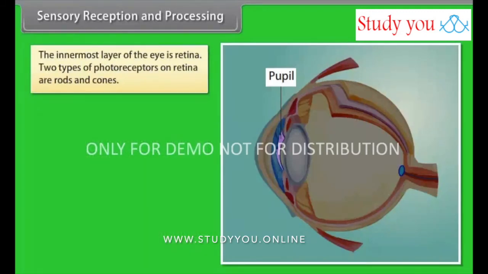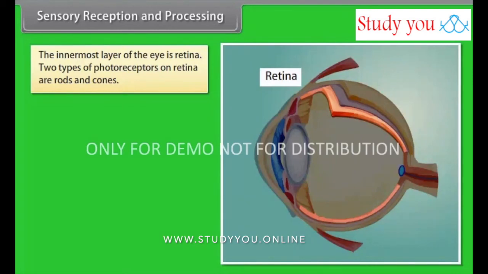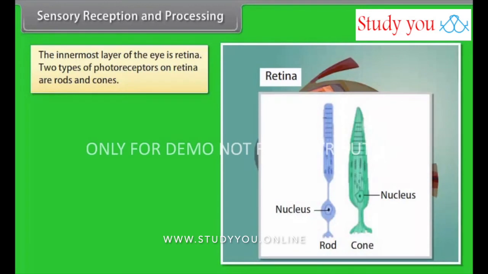The innermost layer of the eye is the retina. Two types of photoreceptors on the retina are rods and cones.